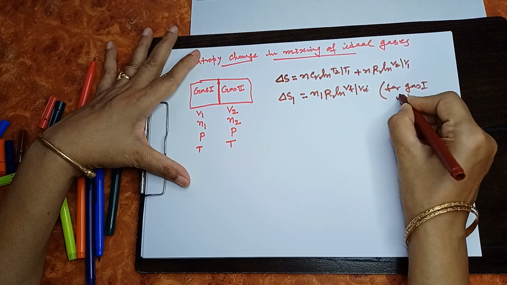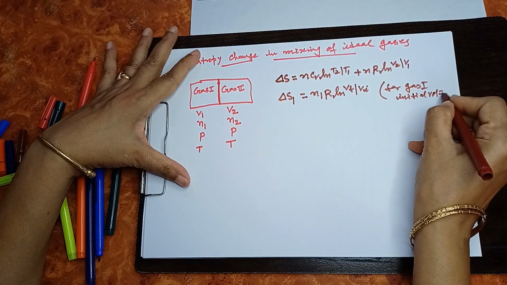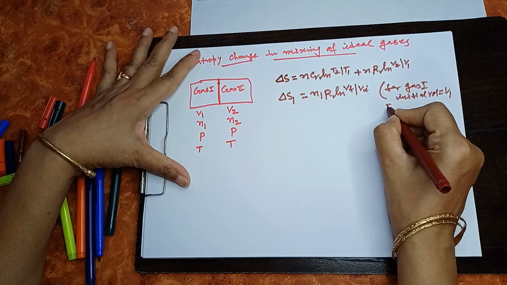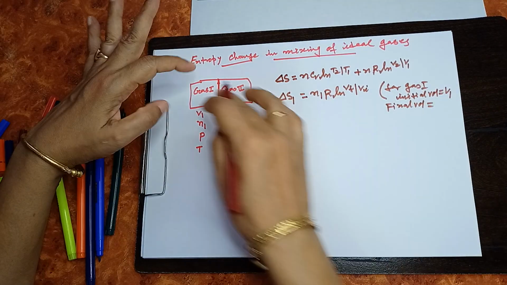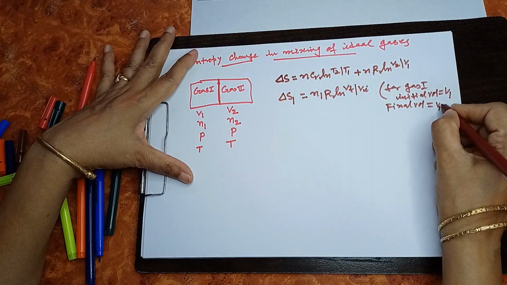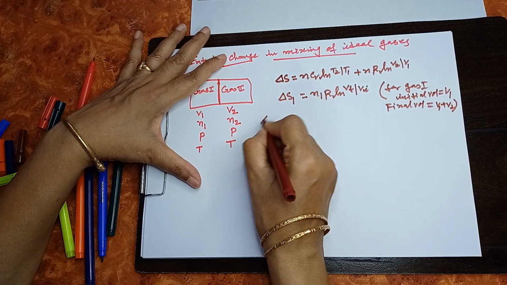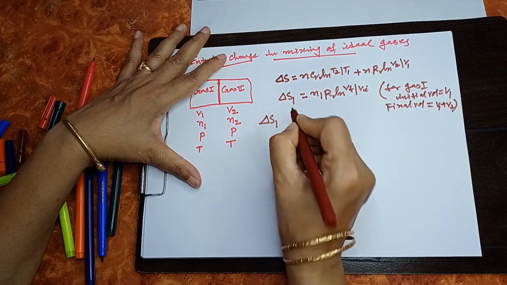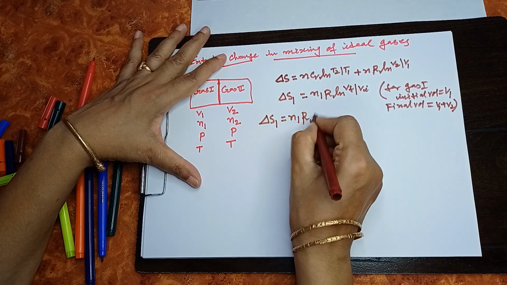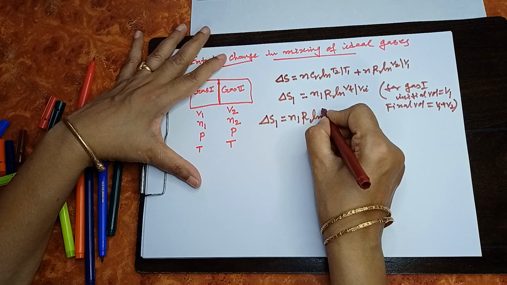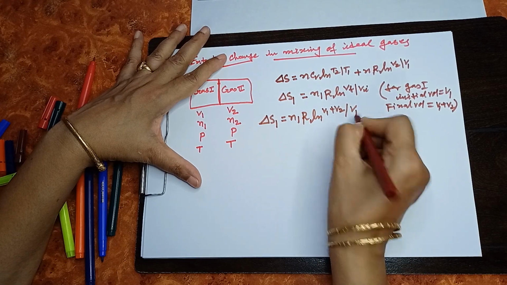So delta S1 will be, if I apply this equation, temperature is constant, so this part will get cancelled. So it will be N1 number of moles, R ln V2 by V1, where V2 here means final volume divided by initial volume. For gas 1, the initial volume is V1 and the final volume will be the entire space, that means V1 plus V2. So I can write delta S1 is equal to N1 R ln of V1 plus V2 (final volume) divided by V1 (initial volume).